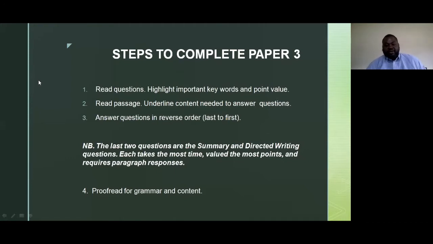The next point, after having read the questions and having read the passage, I would like for you to answer the questions in reverse order. You start with the last question, which is the directed writing question that we will be looking at today. There are two primary reasons for that. You answer the questions in reverse order.